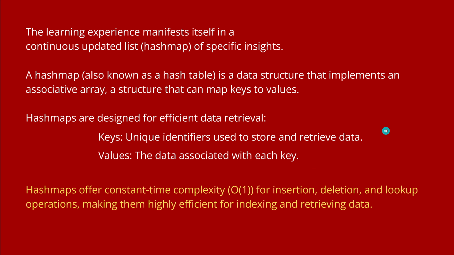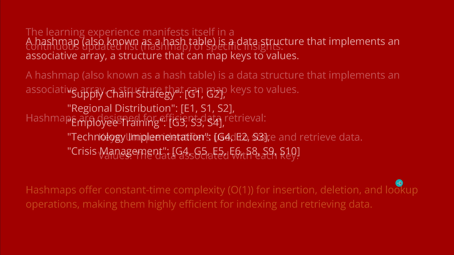Now, we talked about complexity, and those hashmaps are simple because the beauty is they offer a constant time complexity for insertion, deletion, and lookup operations, making them highly fast and efficient for indexing and retrieving the data in the memory of the agent. So the complexity of the LLM is not touched at all, because all those new experiences, all those new insights are now stored in a simple hashmap in the memory of our little agent.